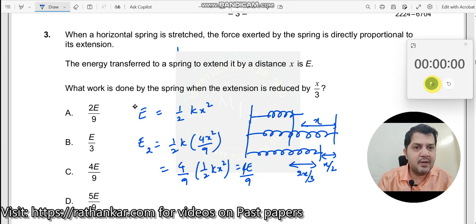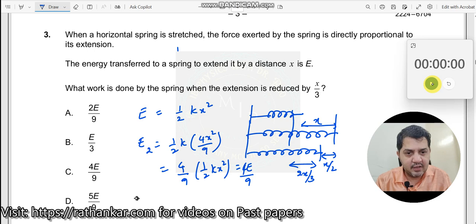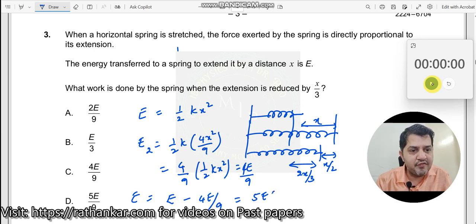So, therefore, what work is done by the spring when the extension is reduced by x by 3? If this was the extension, this is what it is. Now, what is the work done in reducing this extension? You compress it. So, that will be equal to the difference in energies, which is E minus 4E by 9, which equals 5E divided by 9. Thus, the answer is D.